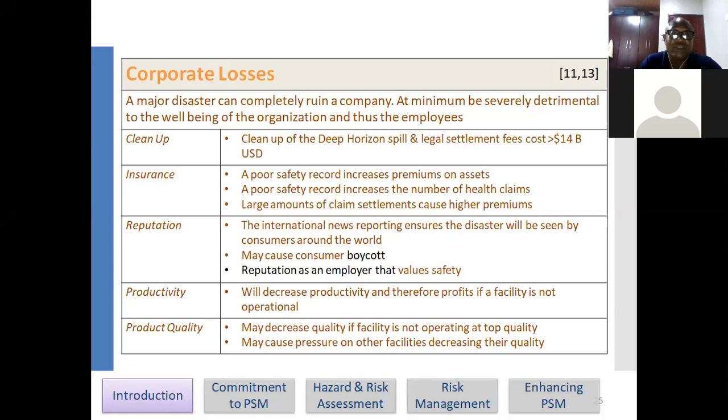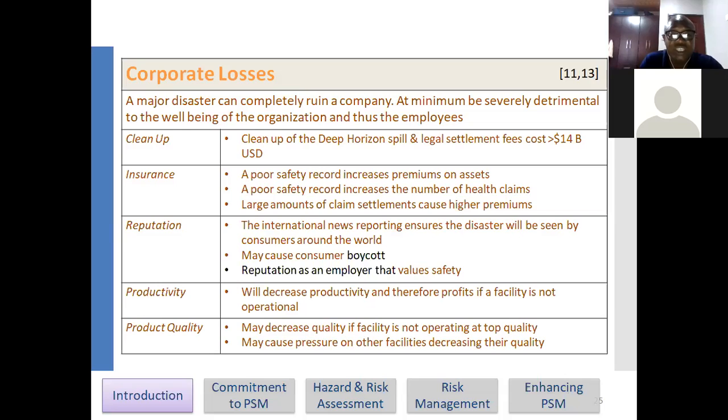For corporate loss, I said, okay, clean up. Example, for cleanup of the Deepwater Horizon that occurred in the Gulf of Mexico, the legal settlement alone cost Mobil $14 billion. That's a huge amount of money because of one major accident.